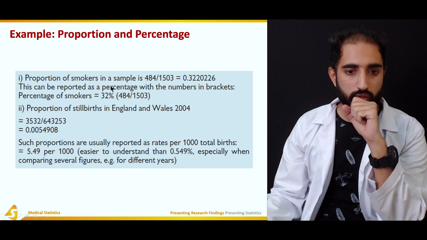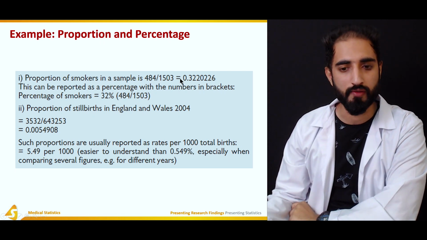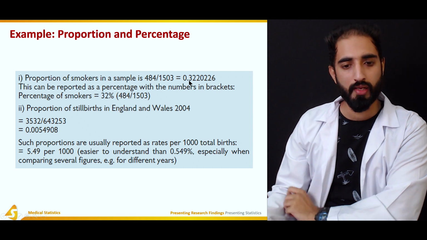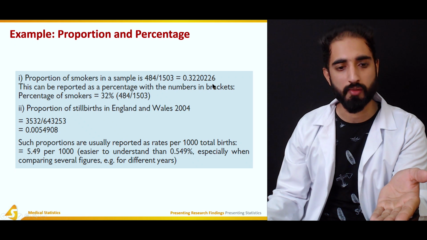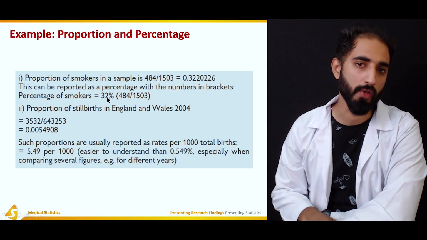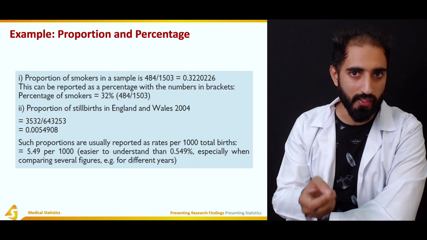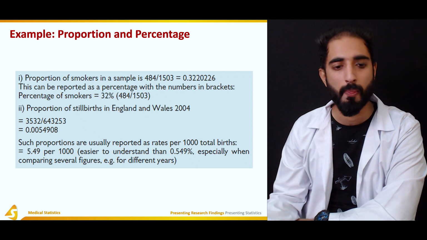So the proportion of smokers in the sample is 484 by 1503, which gives 0.322. Instead of mentioning 0.322, why not mention it as a percentage? So multiply it with 100 and the percentage of smokers becomes 32%. Now, it is easy to understand, it is clutter-free, it's easy on the eyes.